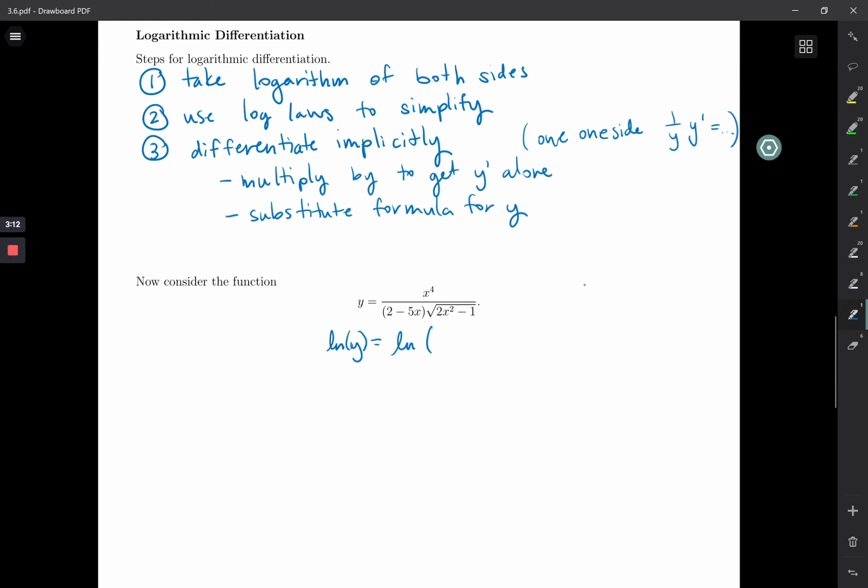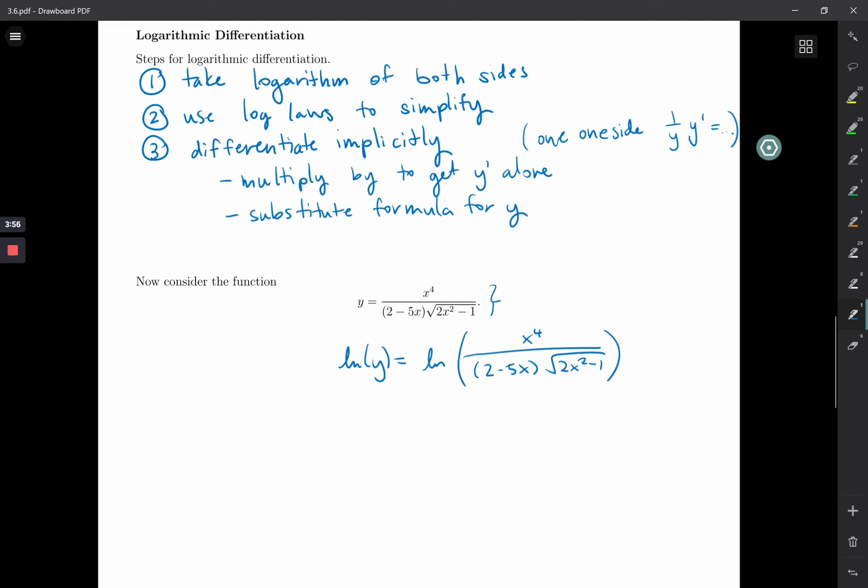And see that this is something that we could differentiate using quotient rule, chain rule, product rule. We would have to use all of them, and it would be really nasty. So this is going to make our computations a lot nicer for problems like these that look all funky. So we would take the natural log of the other side, of this entire thing: 2 minus 5x times the square root of 2x squared minus 1 is the denominator, and just x to the fourth in the numerator.